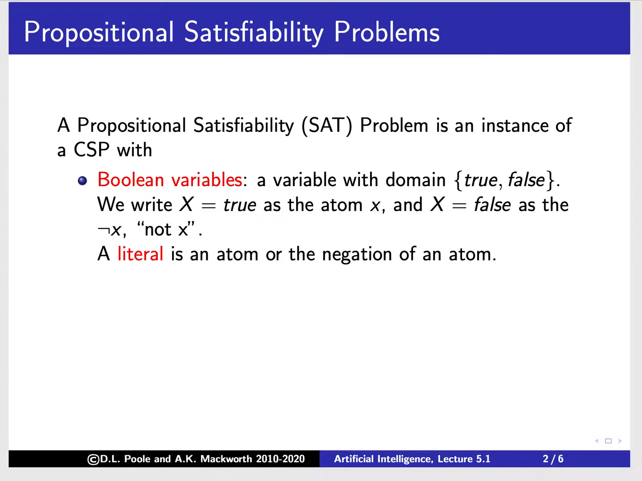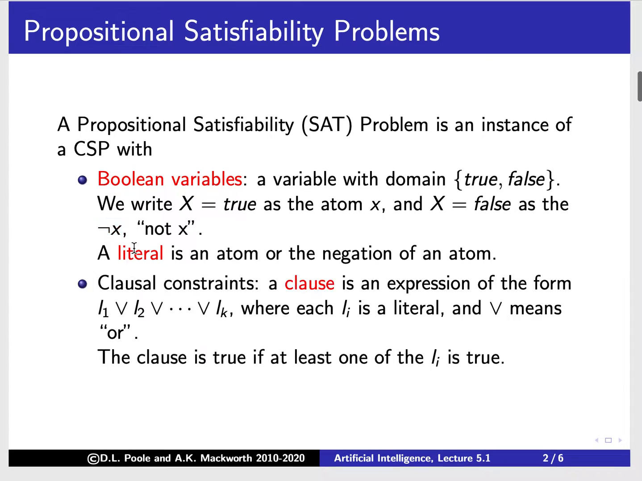We're going to write x is true as this atom x, just the lowercase version of that variable x. And x is false, we're going to write as this, with a not symbol, so this reads as not x. You define a literal as either an atom or the negation of an atom. So a literal is either an assignment of the variable to be true or an assignment to be false.